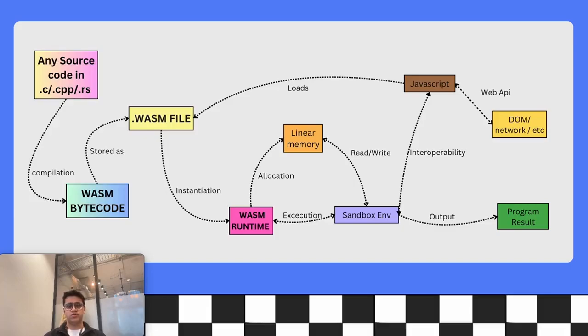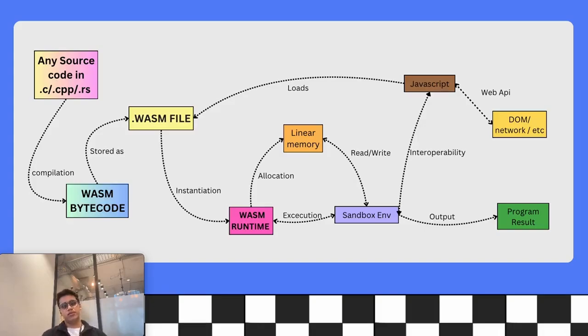Then this WASM bytecode is stored into a WASM file, which we discussed. This file mostly contains the binary instructions that will be executed by the WASM runtime. And this runtime differs from language to language. And JavaScript plays a very crucial role in the WASM ecosystem. It's responsible for loading the WASM into the browser environment, and which can eventually be used to interact with the DOM using the traditional web APIs.